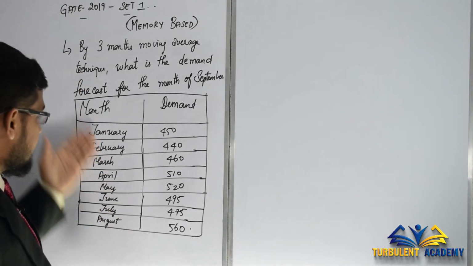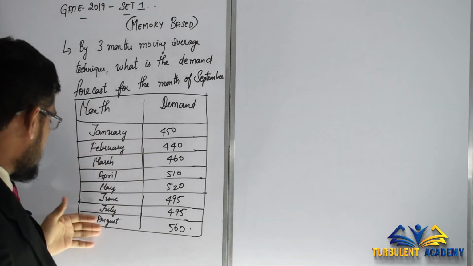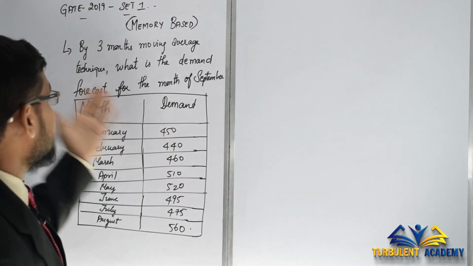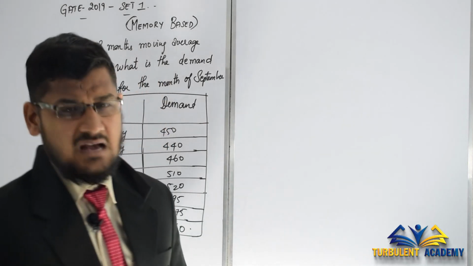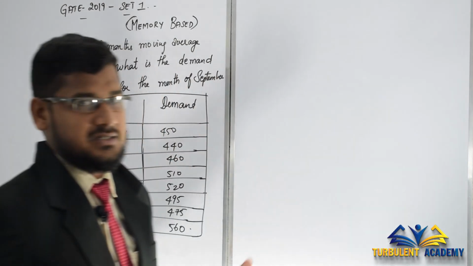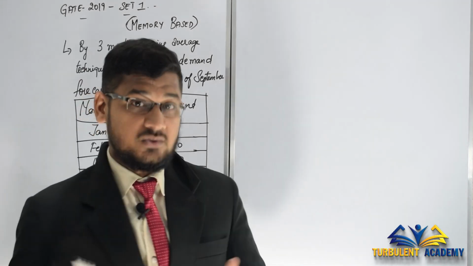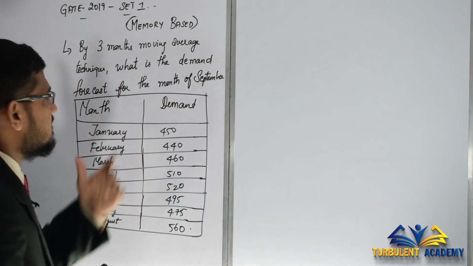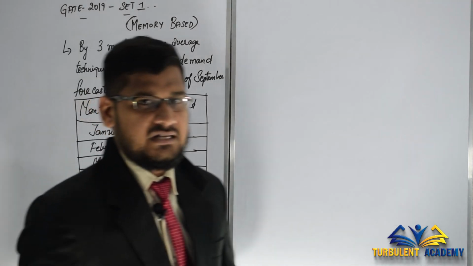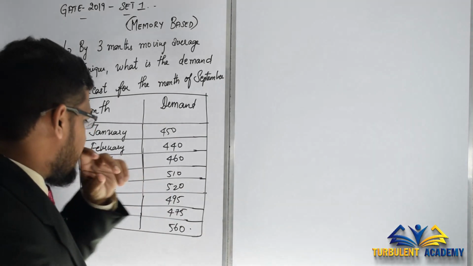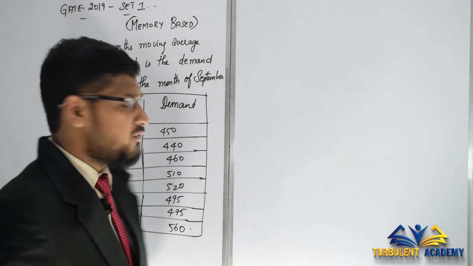They have given the data from Jan to August with a demand of some particular numbers. They have asked for the 3 months moving average technique. We have lots of forecasting methods: exponential smoothing, weighted period moving average, in which we give weightage to the recent times, and we have 3 months moving average, 4 months moving average, and all those. So they've asked for 3 months moving average, so what is meant by moving average?